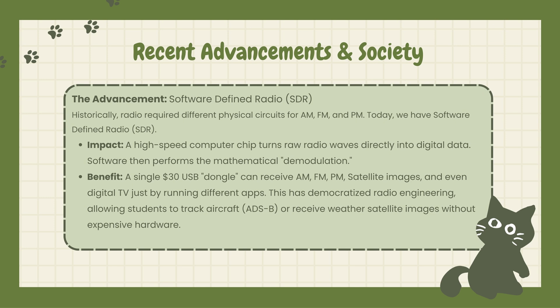Because of this, a single low-cost USB SDR device costing around $30 can receive AM, FM, PM, satellite signals, and even digital television. This technology has made radio engineering more accessible, allowing students to track aircraft using ADS-B or receive weather satellite images without expensive equipment.